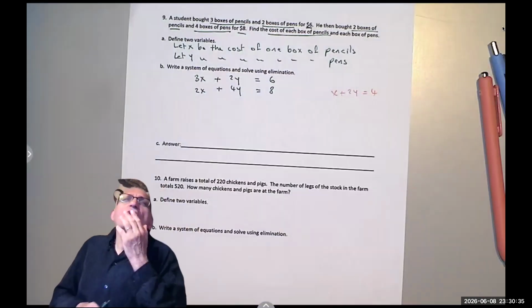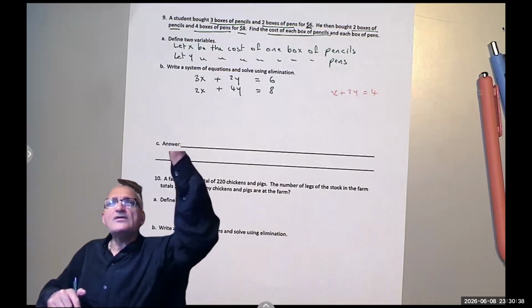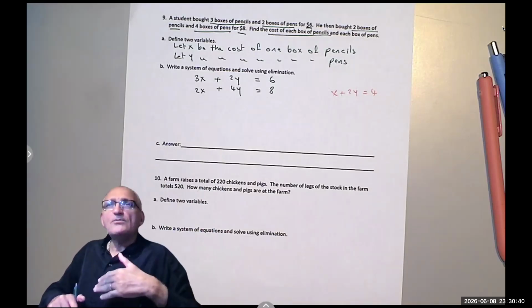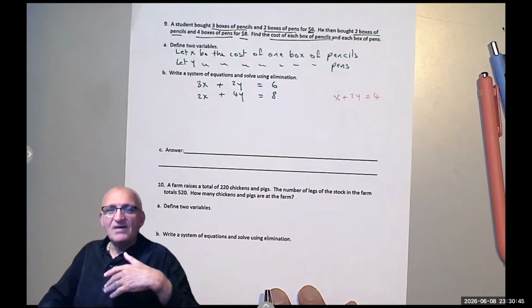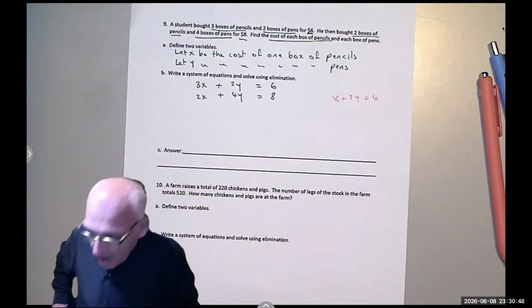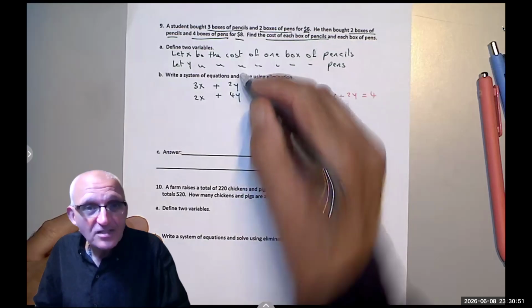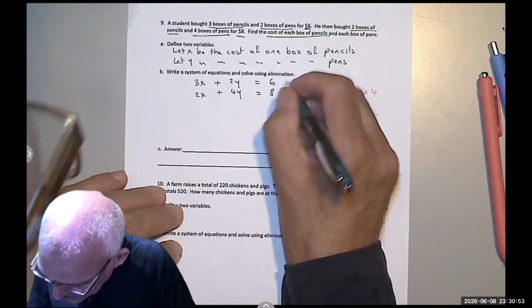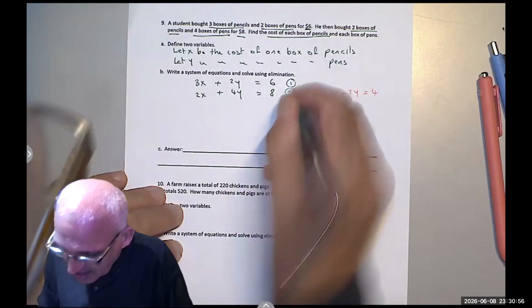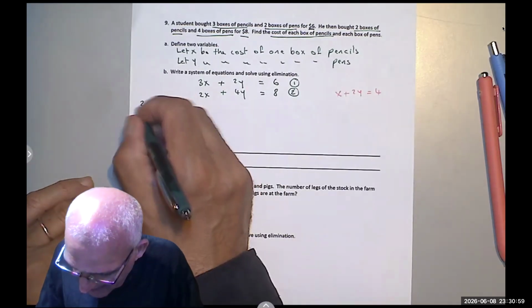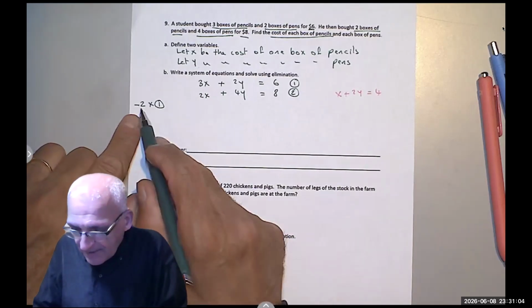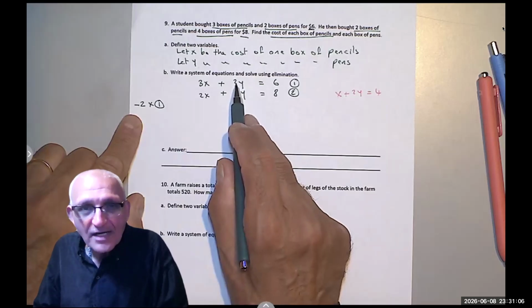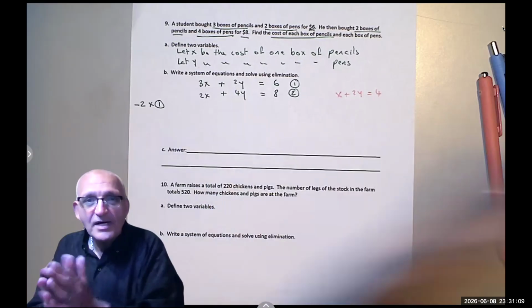If I look at the X, 3 and 2, the least common multiple is 6. So I have to multiply the top equation by 2, the bottom by 3 or negative 3. That's a lot of work. I'm lazy. I'm going to look at Y. Oh, 2 and 4. 4 is twice 2. So if this equation is number 1 and this equation is number 2, I'm going to multiply equation 1 by negative 2. Why? Because when I multiply by negative 2, this guy would be negative 4Y. So when I add it to the positive 4Y, they cancel each other.